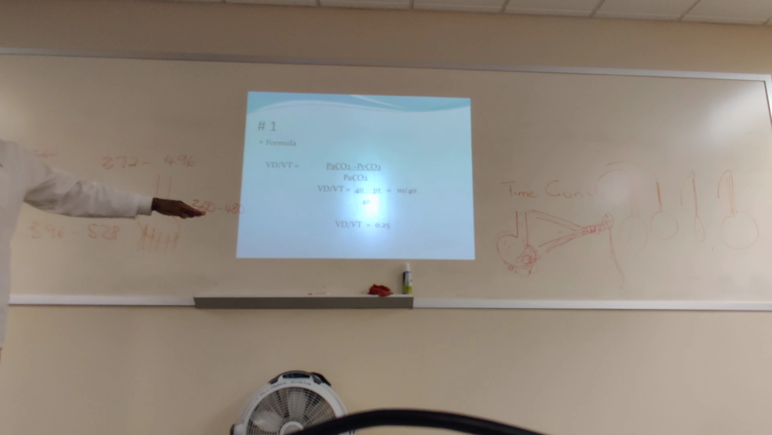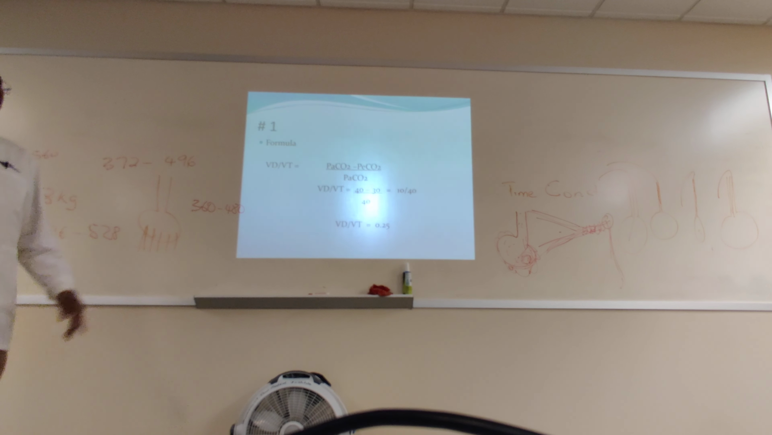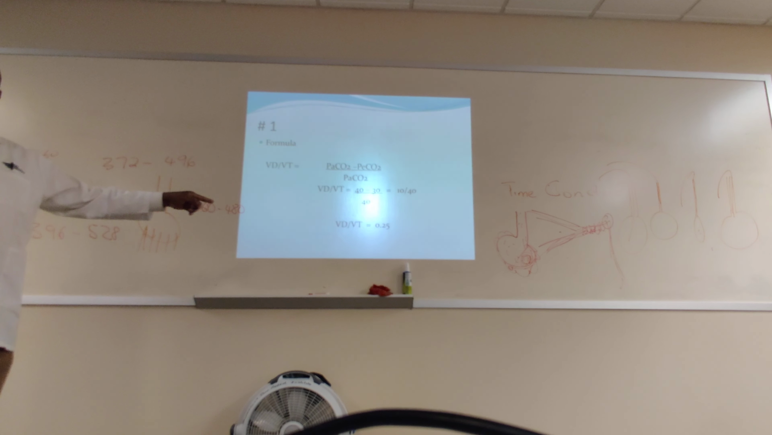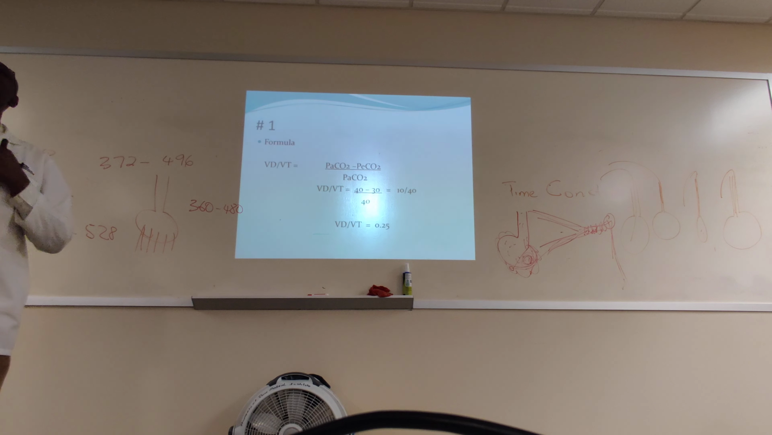On the exam, they can say, well, calculate the VD/VT ratio. You stop right here. And again, they may say, well, the patient has a tidal volume of 600 on the ventilator. What is their dead space volume? That's different. You're going to take that VD/VT ratio, multiply it by your tidal volume to get the tidal volume that is up here that did not go down into the alveolus.